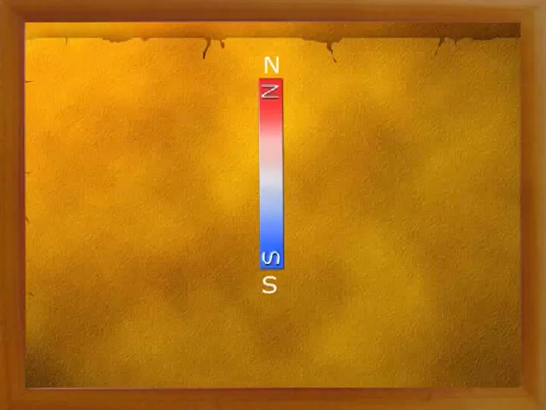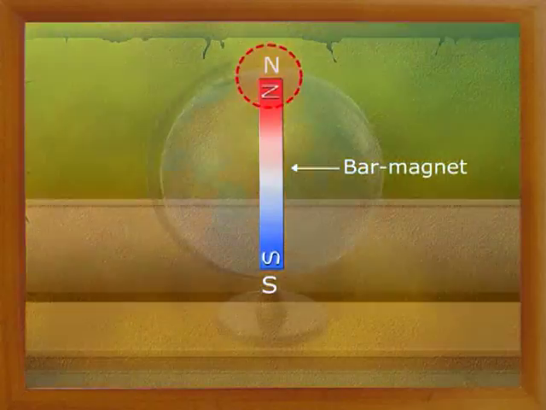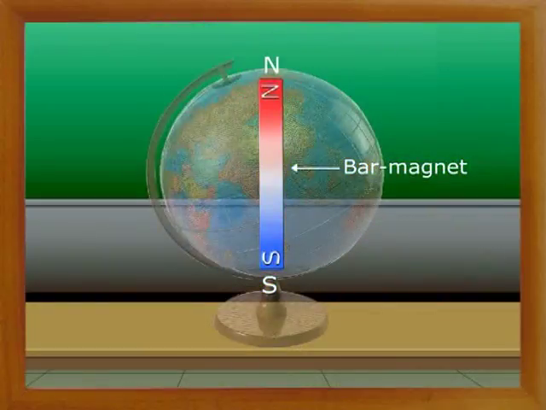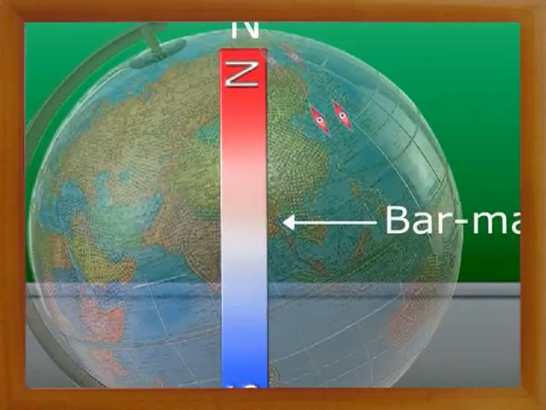Let us look at how we can map magnetic lines of force due to a bar magnet. Let us take a bar magnet and place it at the center of a sheet such that its north pole points towards the north pole of the earth. In this position, the axial line will be parallel to the magnetic meridian.